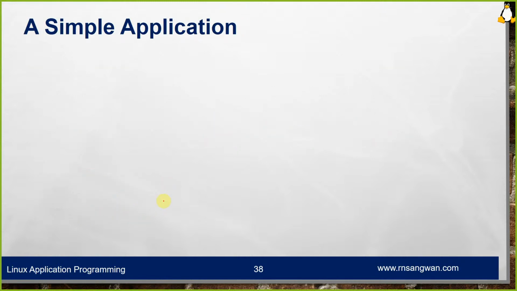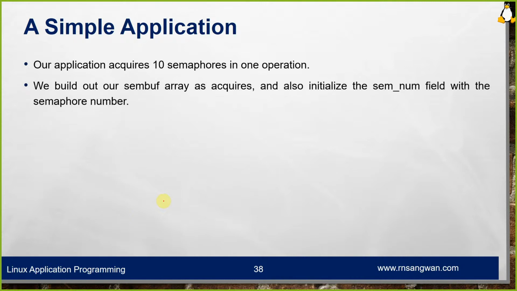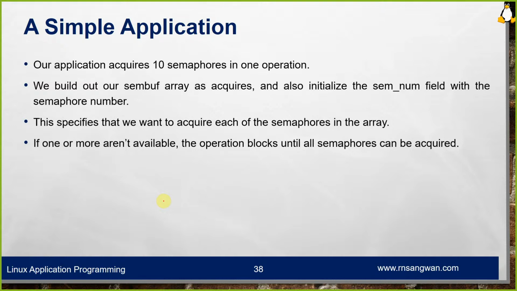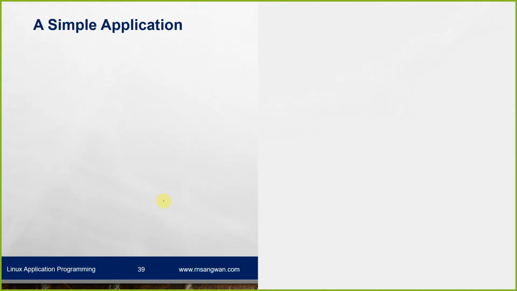Now this is a sample application for the complete use. Our application acquires 10 semaphores in one operation. We build our semaphore buffer array as acquires and also initialize the sem_num fields with a semaphore number. This specifies that we want to acquire each of the semaphores in the array. If one or more are not available, the operation blocks until they are all acquired.